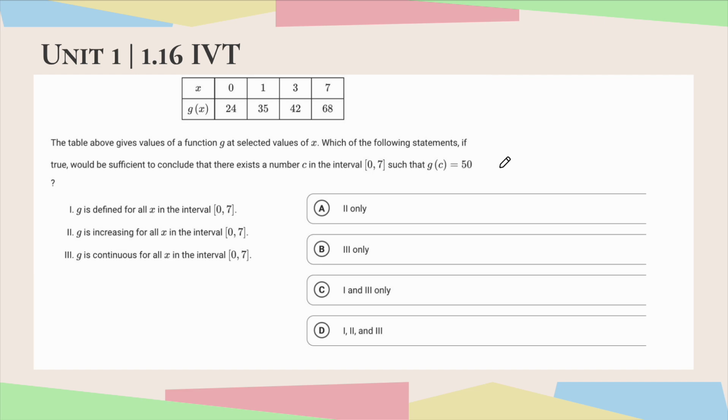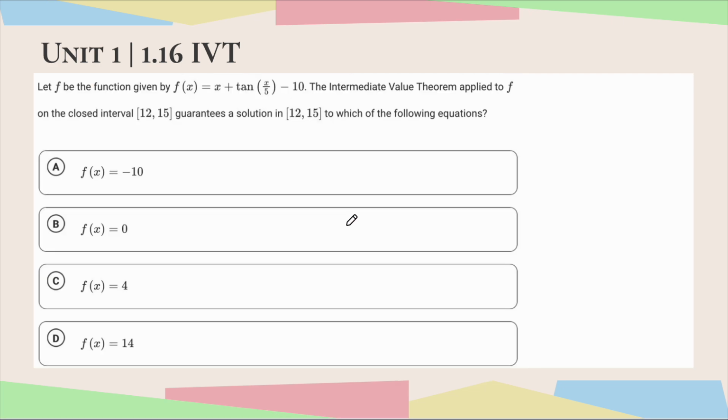So again, immediately we want to be thinking of the IVT here and the requirements, right? And the requirement that we have to know is that g is continuous, right? So that is how we would guarantee that going even just from 3 to 7, right? We would have to cross through 50 if the function is continuous. So the correct answer choice here would be answer choice B.